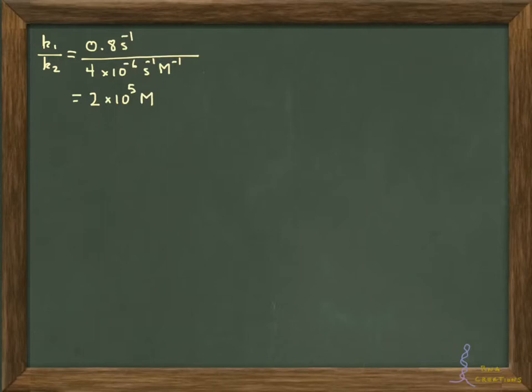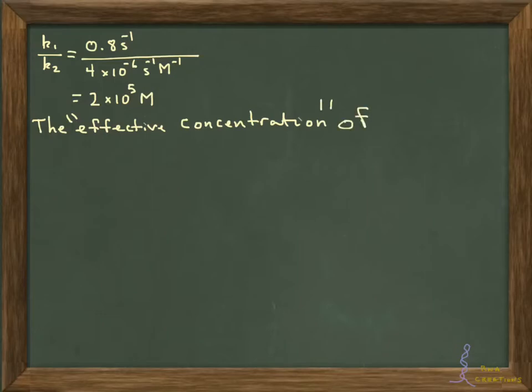And so the conclusion is that the effective concentration, and that's a new term, of carboxylate is 200,000 molar. Okay, so let's see if that makes sense.